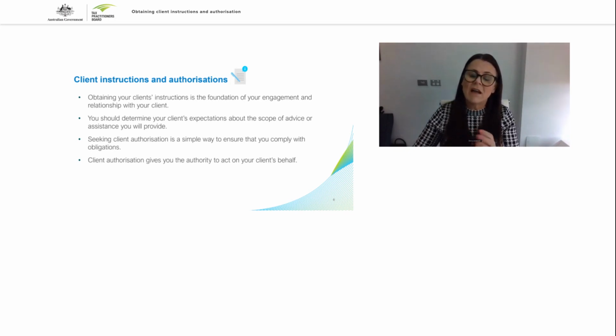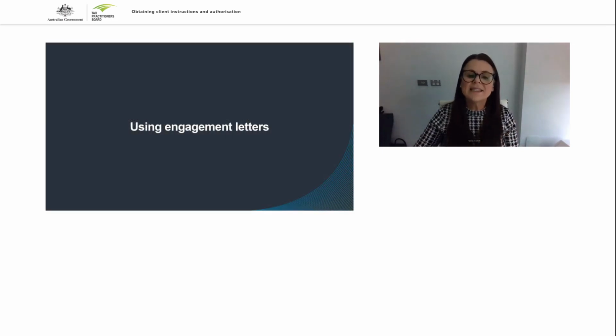Further, seeking client authorisations is a simple way to ensure that you comply with your requirements under the Tax Agent Services Act 2009, or the TASA for short, and the Code of Professional Conduct. There are a number of relevant items under the code that we will touch on today. And importantly, client authorisation gives you the authority to act on your client's behalf. So although not mandatory, we highly recommend using engagement letters to clarify your engagements and establish a mutual understanding between you and your clients of expectations and responsibilities.